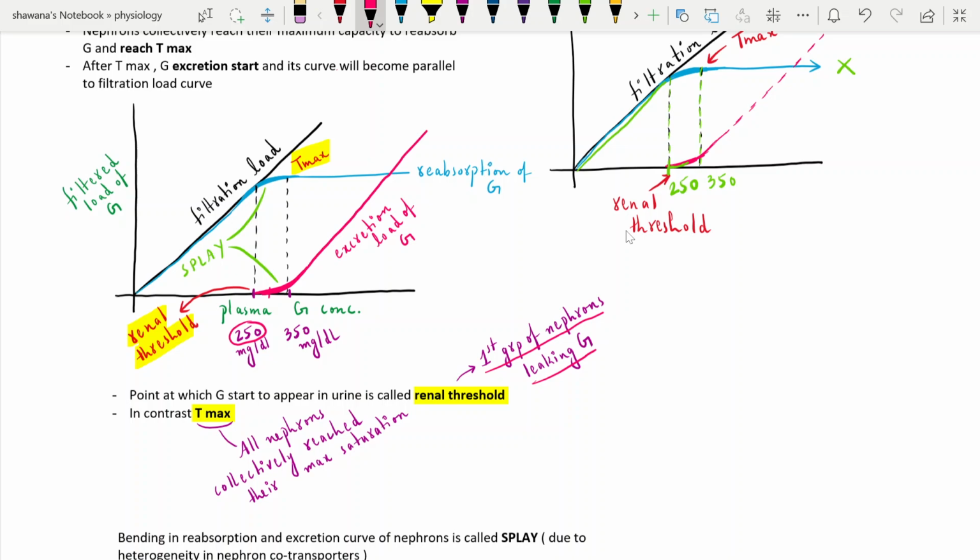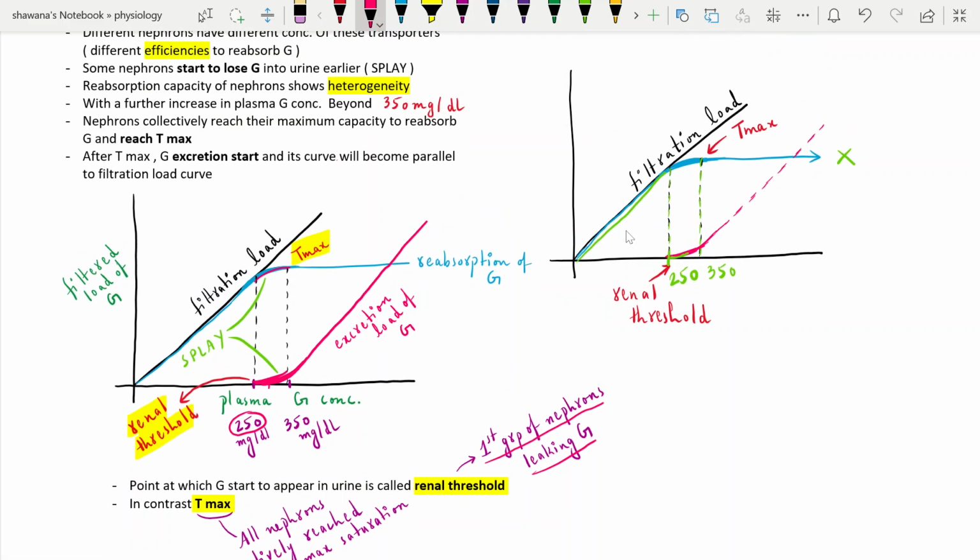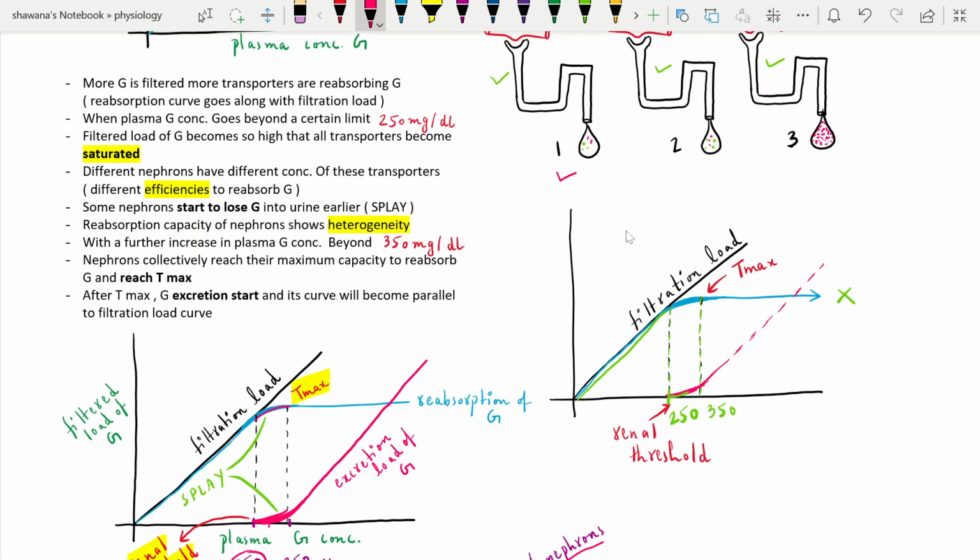So good doctors should know that the renal threshold comes before the transport maximum. It is because both the reabsorption curve and the excretion curve of glucose show a phenomenon of splay. Splay means the curve in the graphs is splayed, and splay is shown due to the heterogeneity in the nephron function.